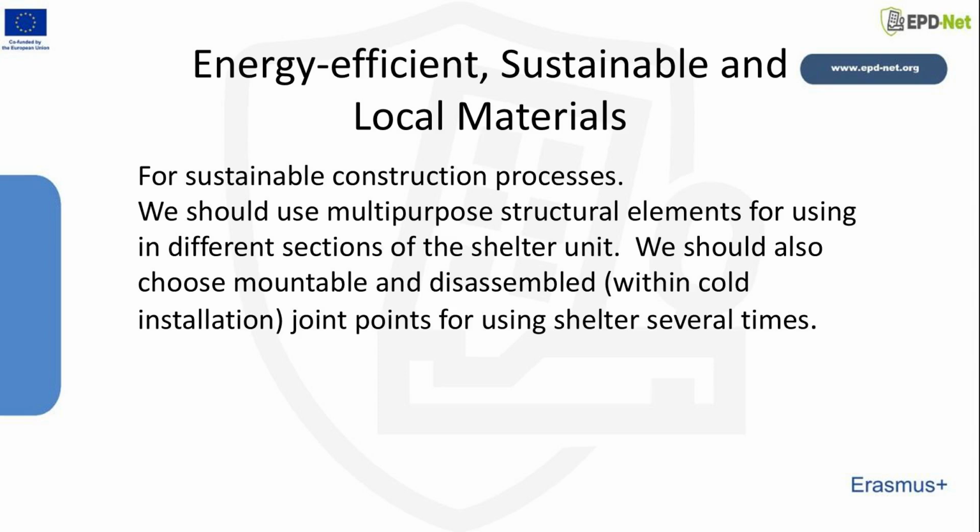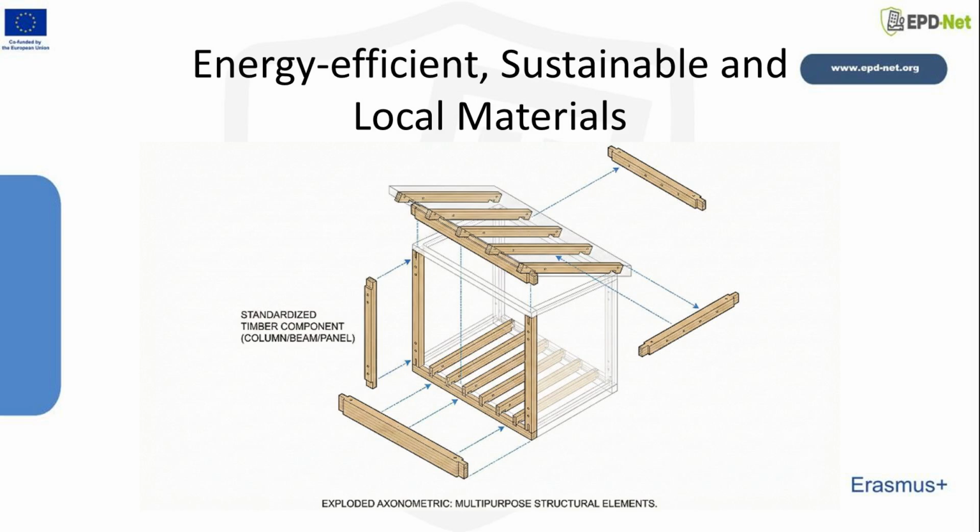For sustainable construction processes, we should use multi-purpose structural elements in different sections of the shelter unit. The same structural elements can be used as beams and columns, or as panels for walls, ceiling and floor. We should also choose mountable and disassemblable joint points for using the shelter several times. Cold-mounted components allow for repeated disassembly, reassembly, replacement, and reuse.